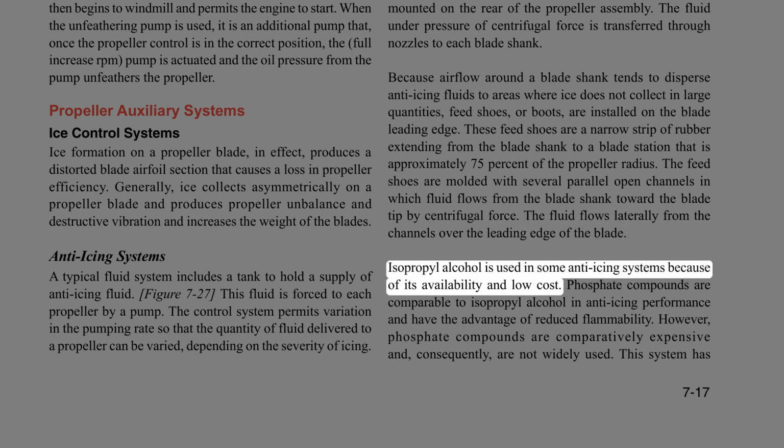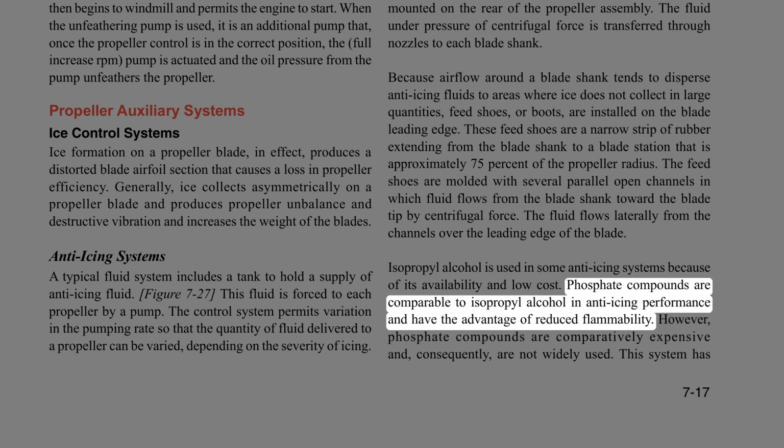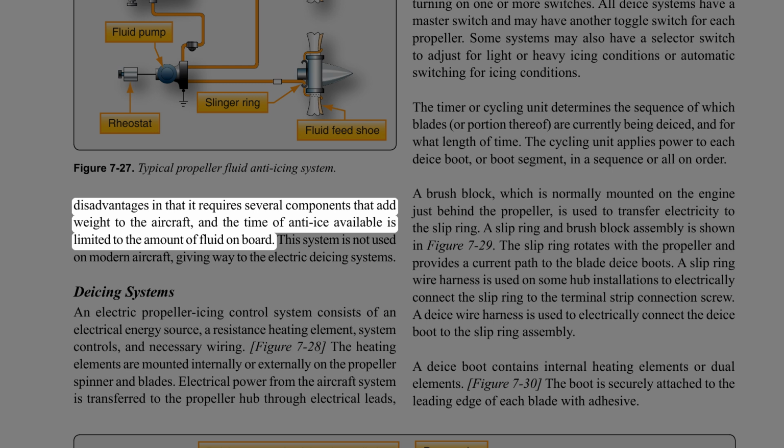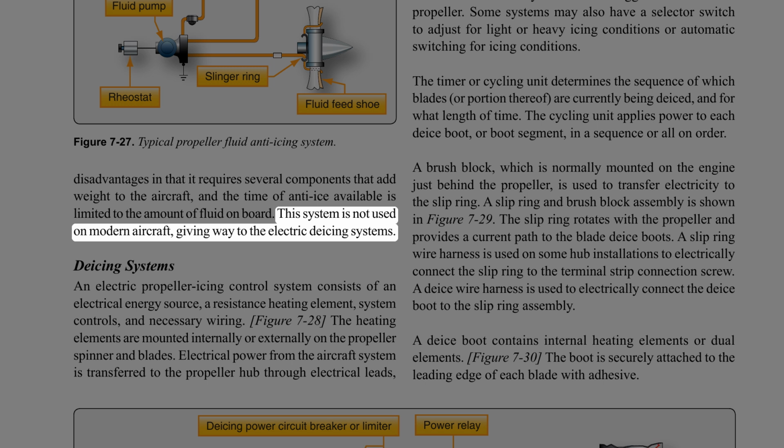Isopropyl alcohol is used in some anti-icing systems because of its availability and low cost. Phosphate compounds are comparable to isopropyl alcohol in anti-icing performance and have the advantage of reduced flammability. However, phosphate compounds are comparatively expensive and, consequently, are not widely used. This system has disadvantages in that it requires several components that add weight to the aircraft, and the time of anti-ice available is limited to the amount of fluid on board. This system is not used on modern aircraft, giving way to the electric deicing systems.